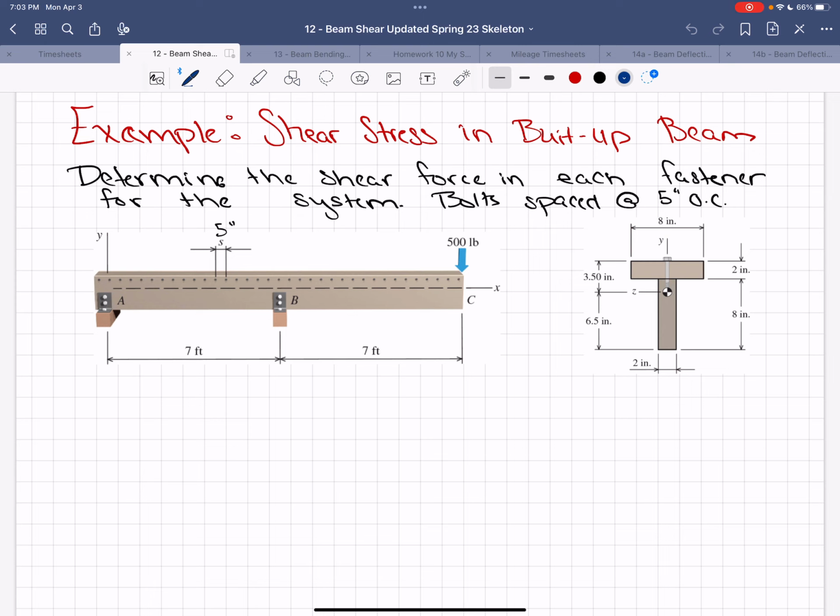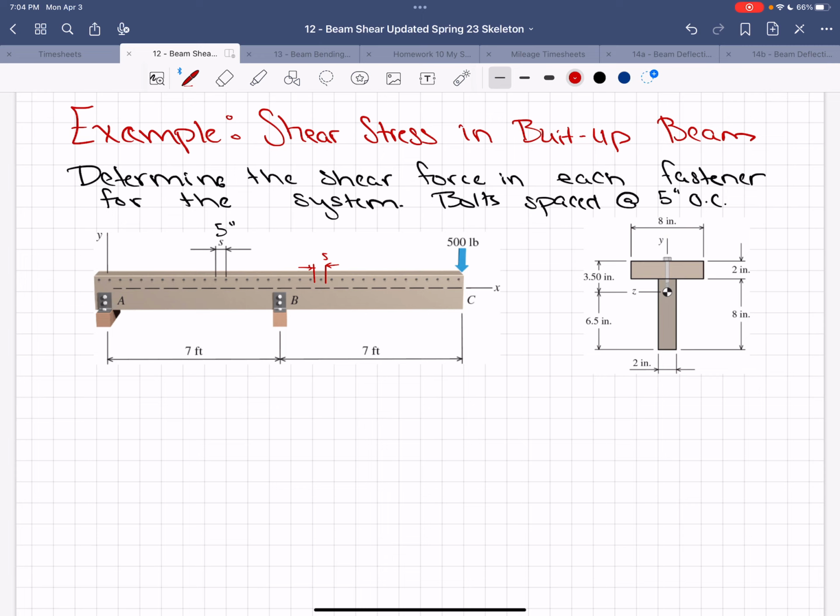So each bolt is 5 inches on center, and remember how we talked about in class, one way to think about this is that each bolt has to carry the force from the middle of two bolts to the middle of the next two. So this is also S.